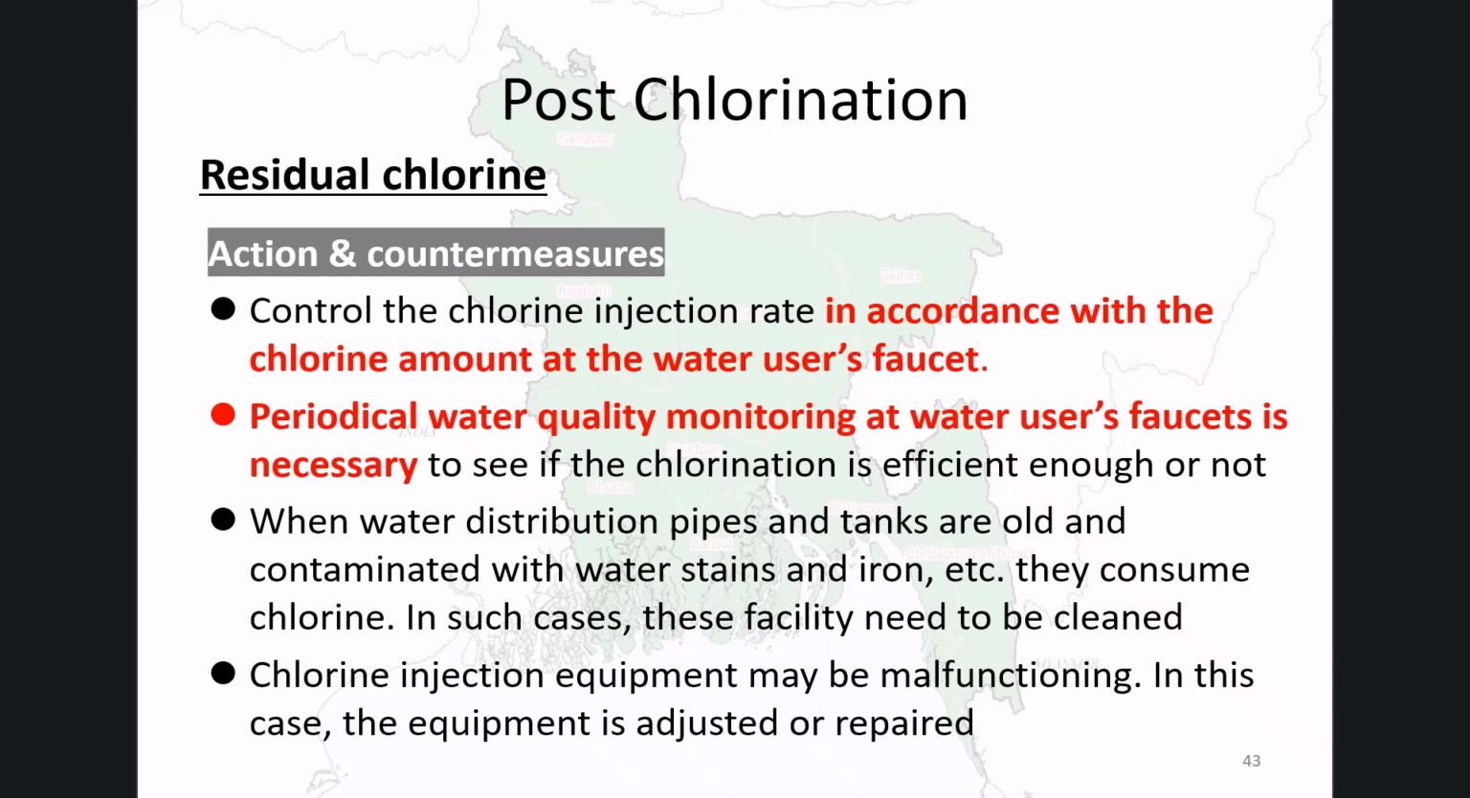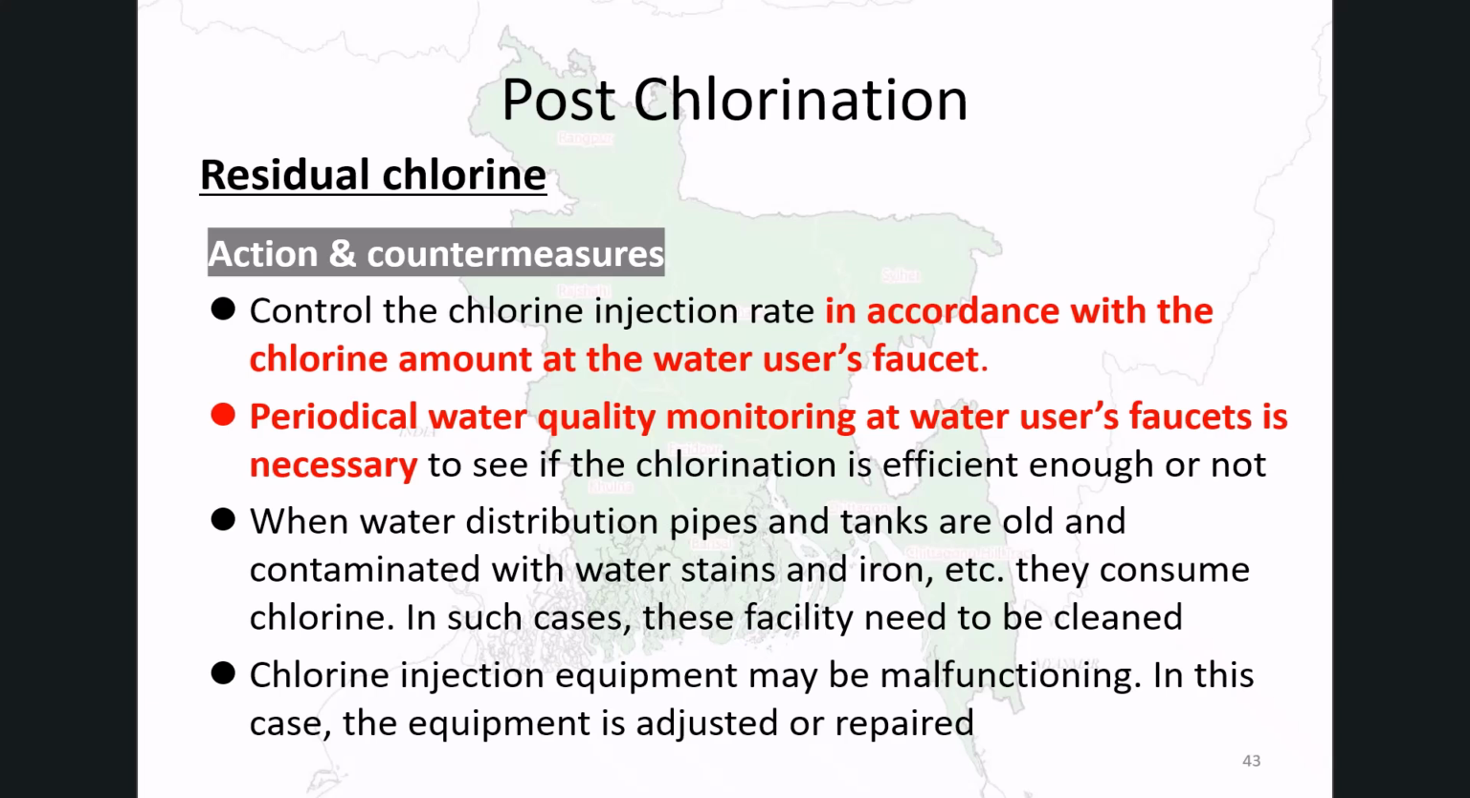Here are actions and countermeasures. 1. Chlorine injection rate must be adjusted according to the residual chlorine measured at the user's faucet. This ensures that dosage is based on actual distribution conditions rather than assumptions at the plant. 2. Regular water quality monitoring at users' faucets is necessary to confirm that chlorination is sufficient.